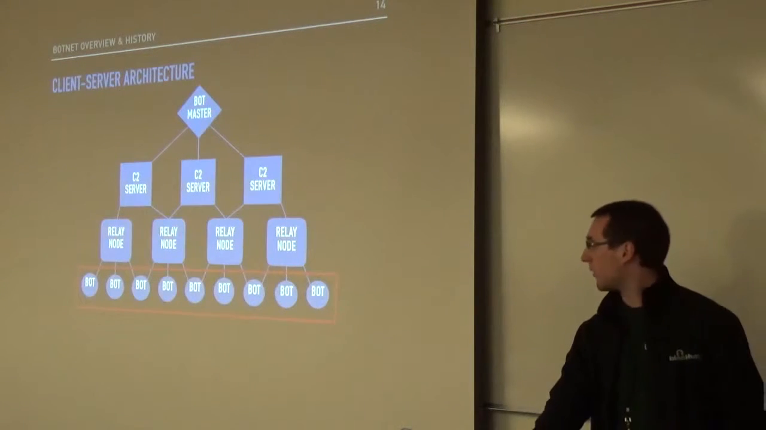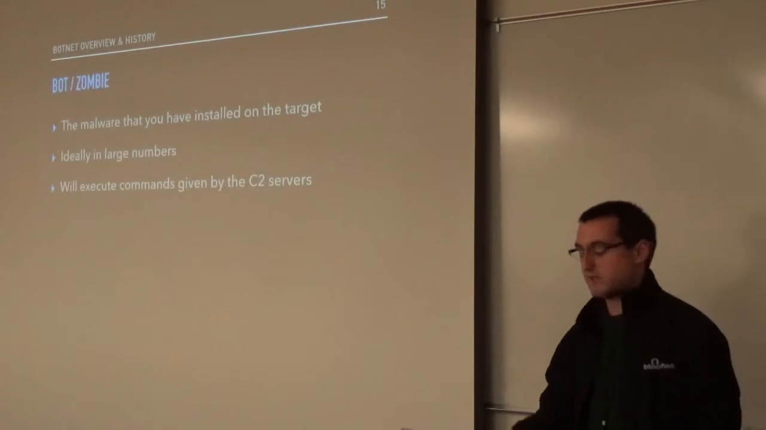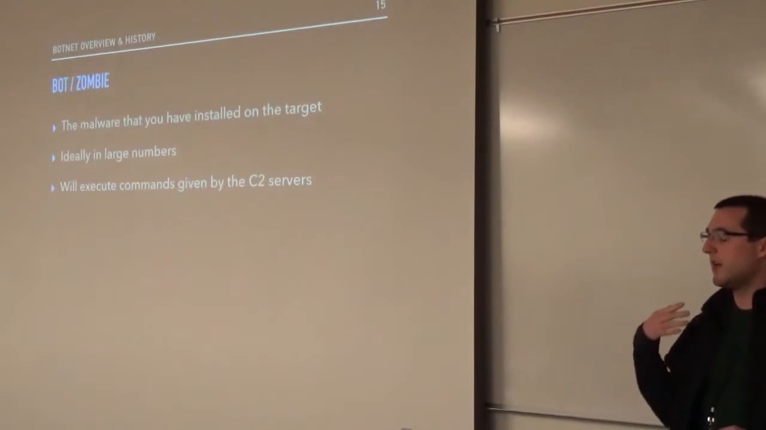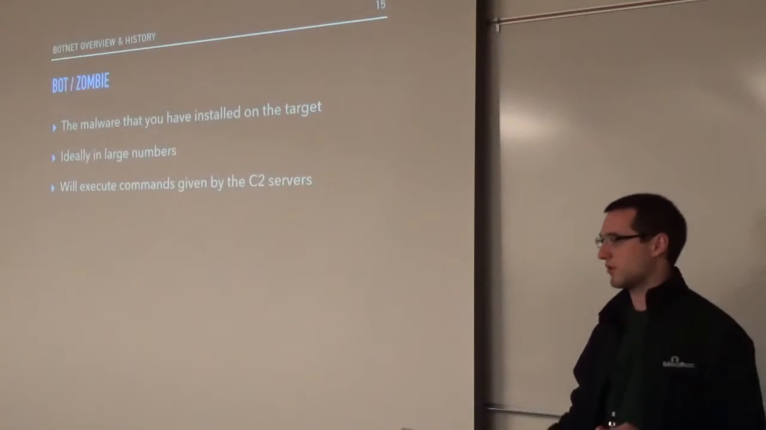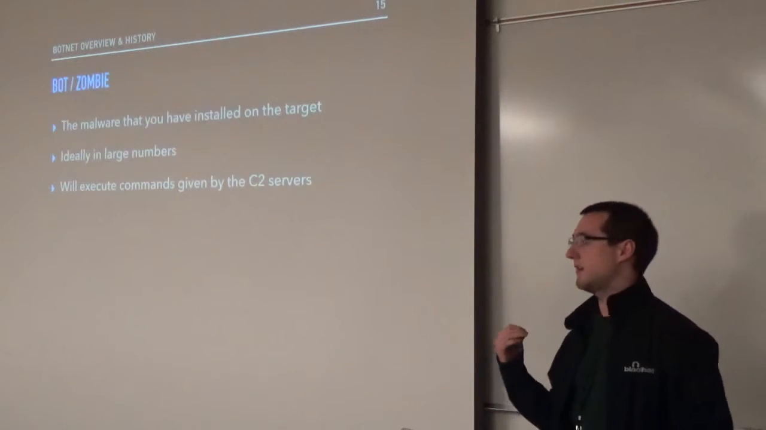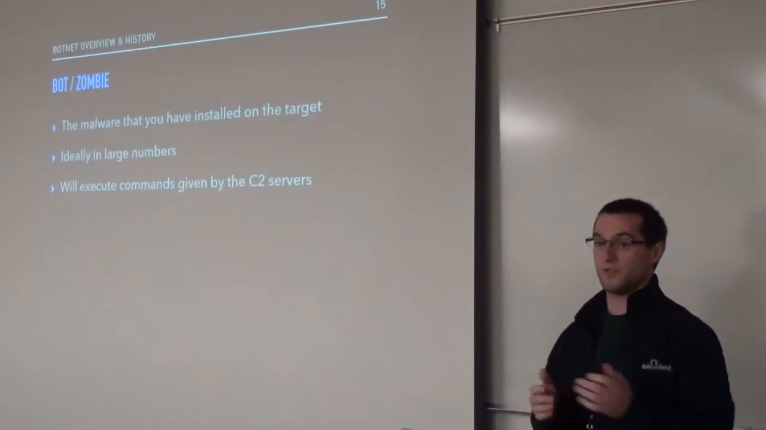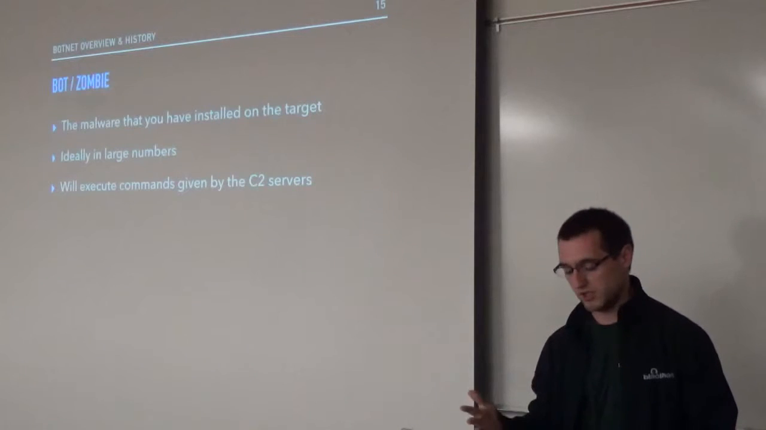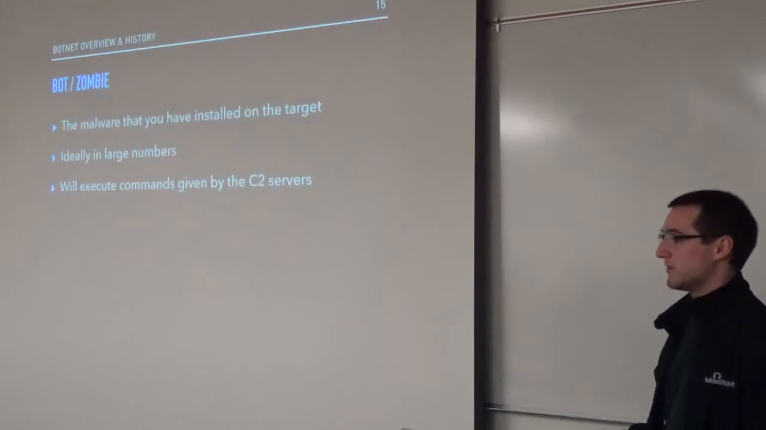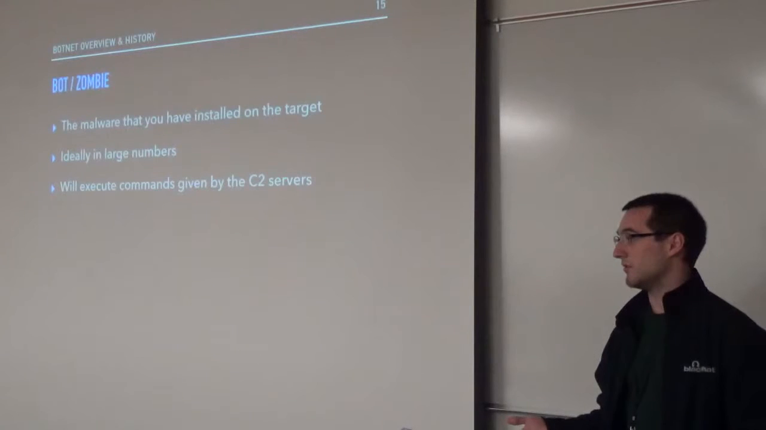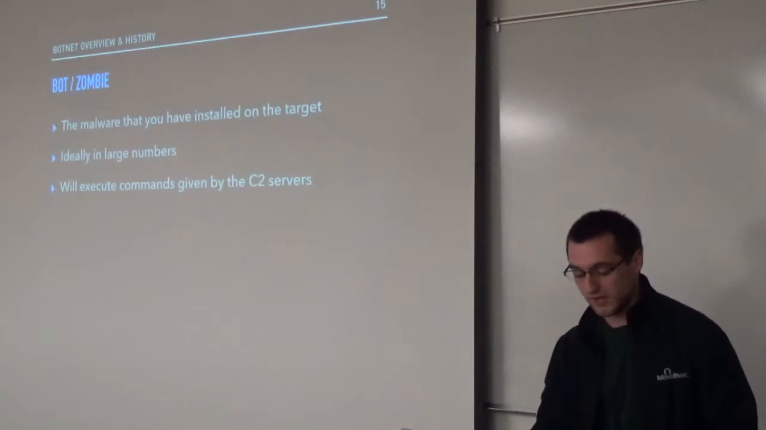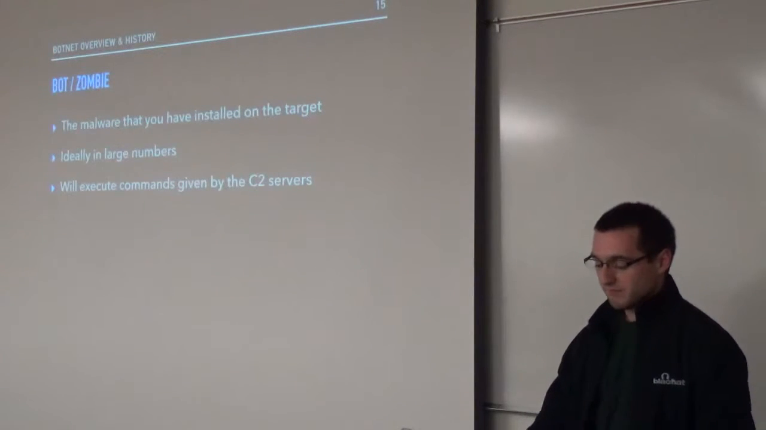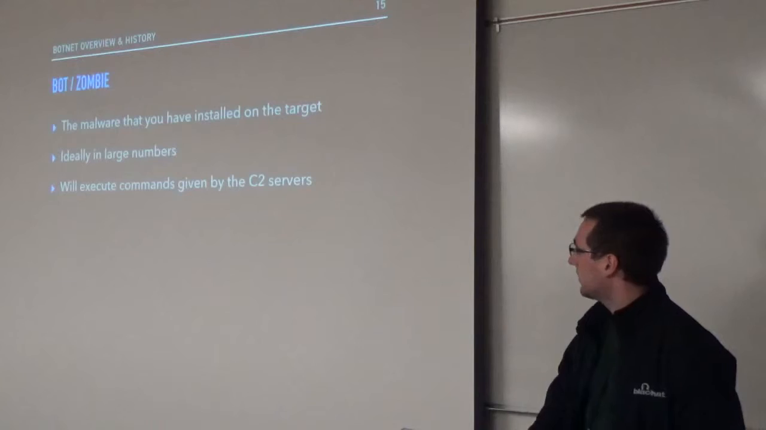So we're going to start with the bots. The bots, or zombies as they're sometimes called, are the malware that you have installed on the target. It's sitting on the target, waiting, calling back, getting your instructions, and then executing whatever you want. It checks in, it sees, okay, I have a DOS command for this for X amount of time, gets this command, performs it, waits, checks in, waits, checks in. Ideally, you're going to have a lot of them, because what is a botnet if you only have two nodes? You're not going to get too much accomplished with 2 nodes out in the wild. And ultimately, it's to execute the commands that are given by the C2 servers. C2 stands for command and control, if I didn't make that clear.